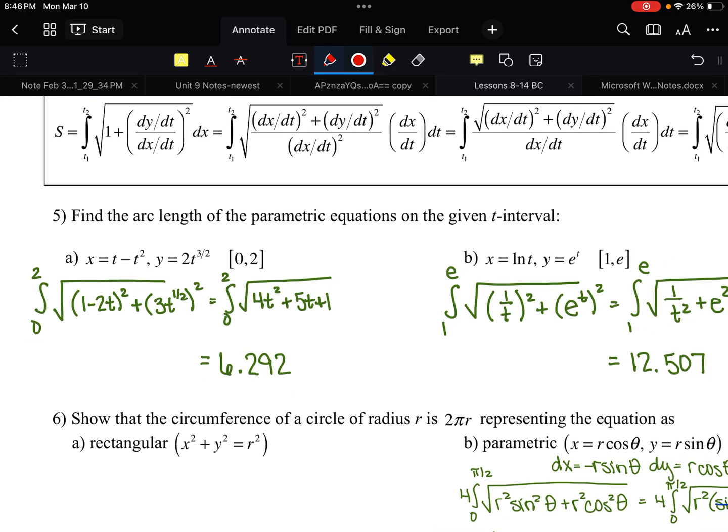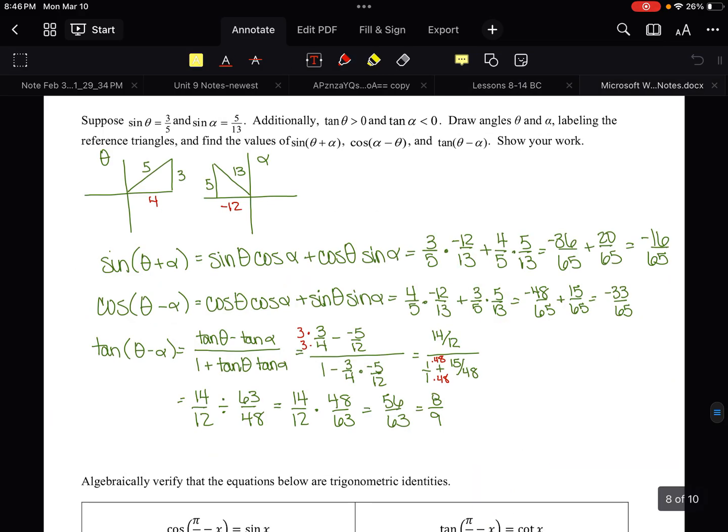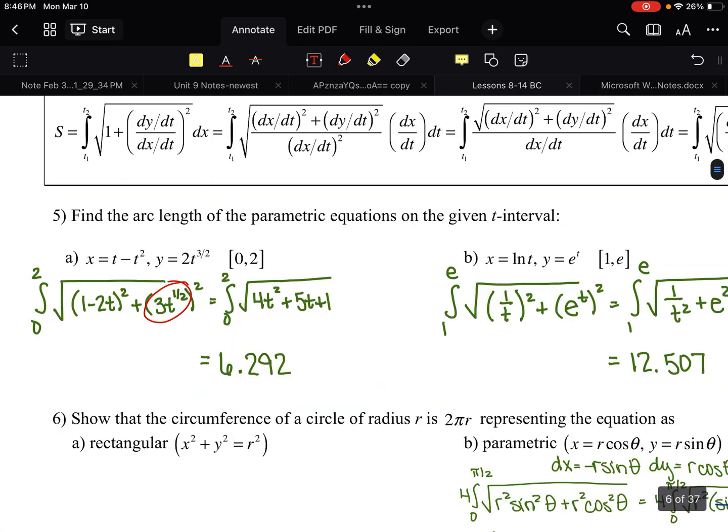Okay, so on these, they are pretty straightforward, I think. I need to do dx, so that's going to be 1 minus 2t. I need to do dy. 3 halves times 2 is just 3. Subtract 1 from the exponent. So there are the two derivatives. Sorry, it switched screens again. There are the two derivatives.